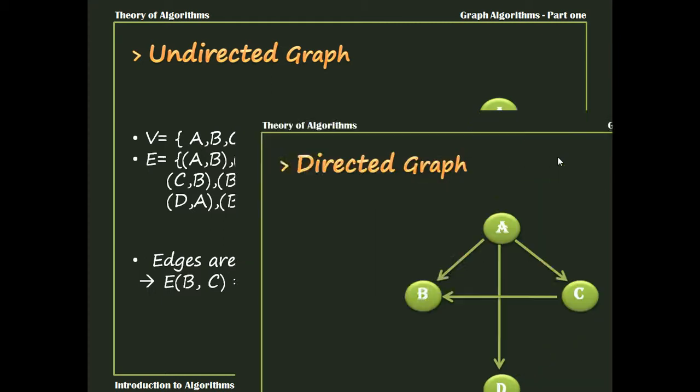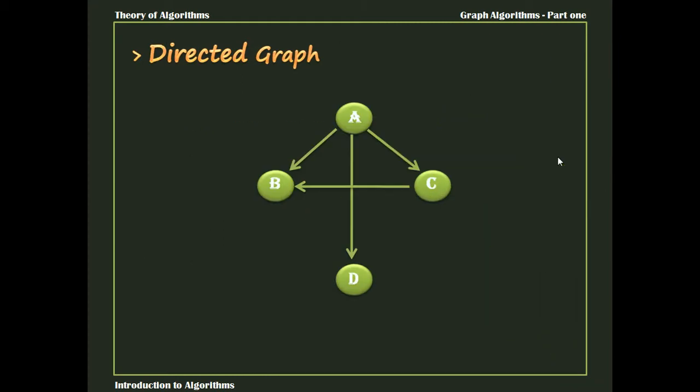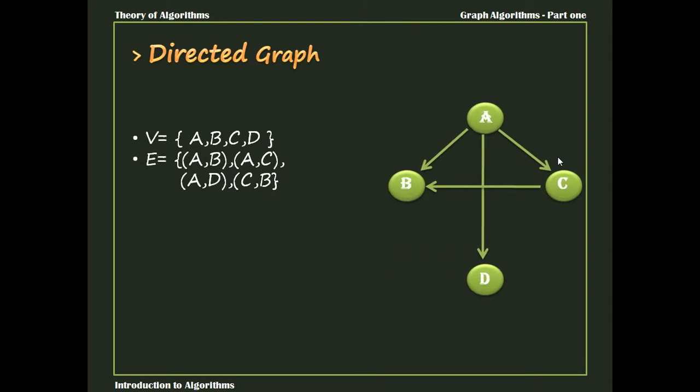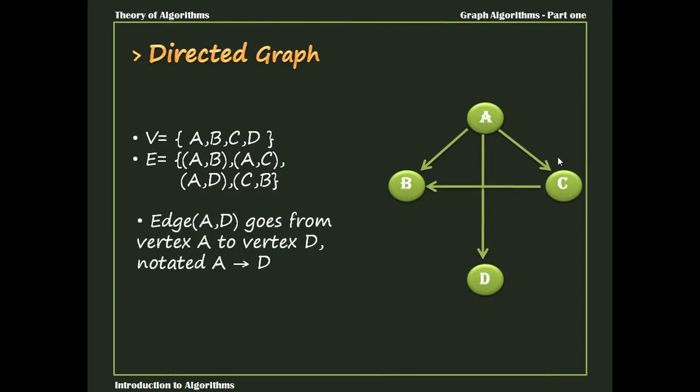As for directed graphs, they also consist of nodes and edges, but these edges are directed. They are sometimes called digraphs. The nodes are A, B, C, and D. The edges are AB, AC, AD, and CB. Having an edge CB does not mean that BC exists. Meaning, edge CB is not the same as edge BC.